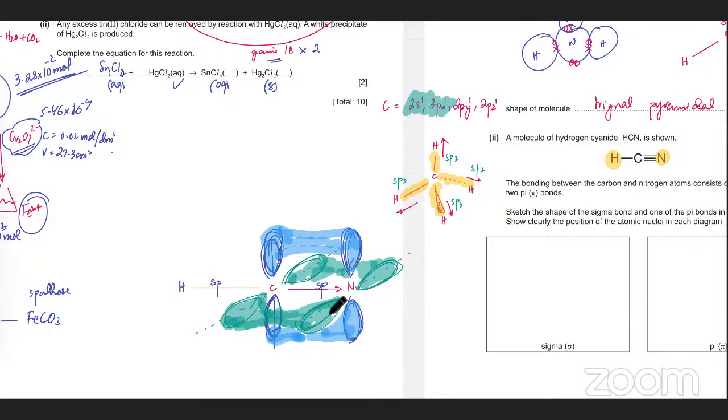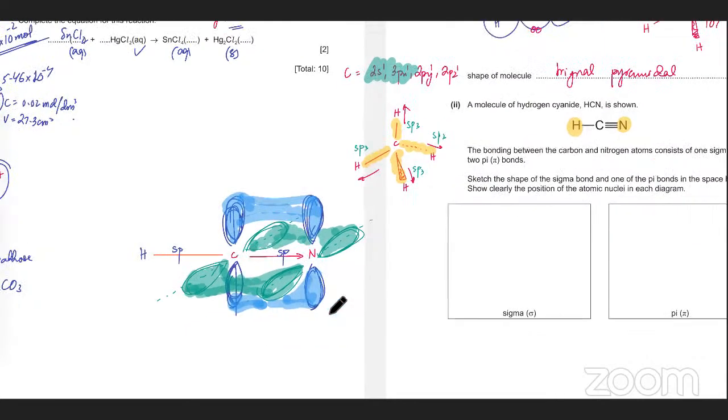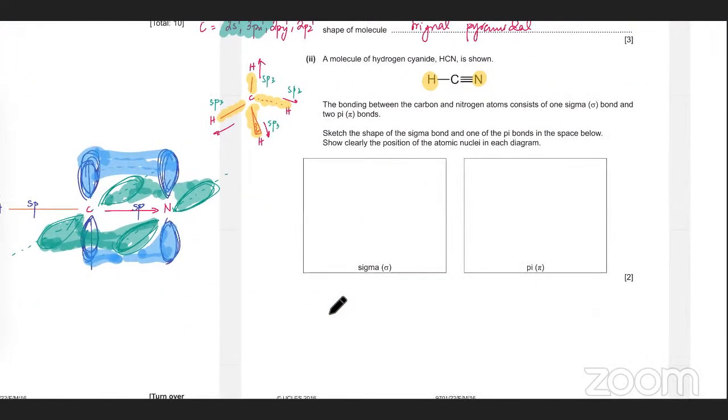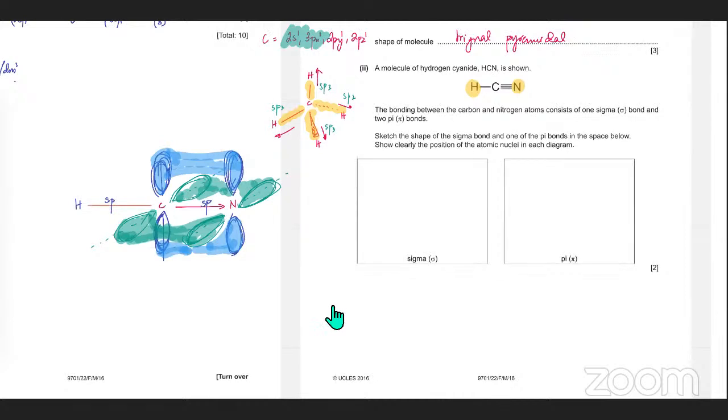Achha, so you have to draw this, but remember you can't draw this three-dimensional diagram. So they're just asking you to draw one sigma bond. So that's what you're going to do. He's saying sketch the shape of a sigma bond and one of the pi bonds. So just sketch one of them.